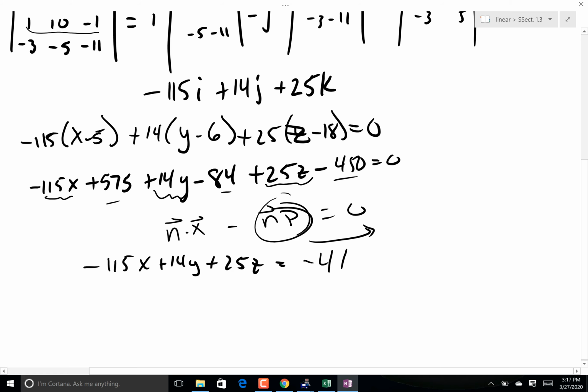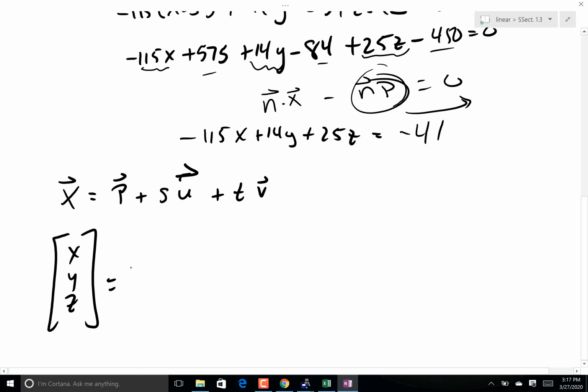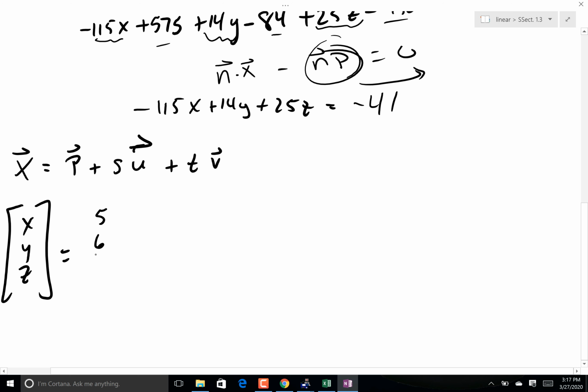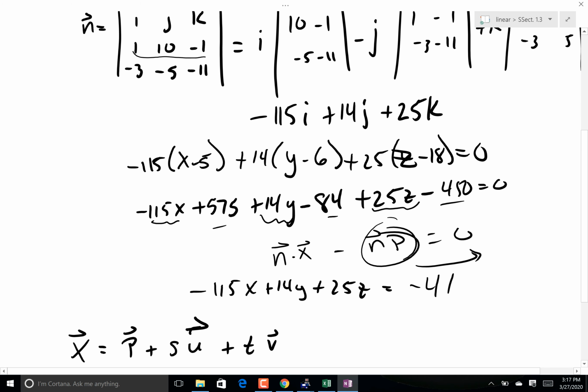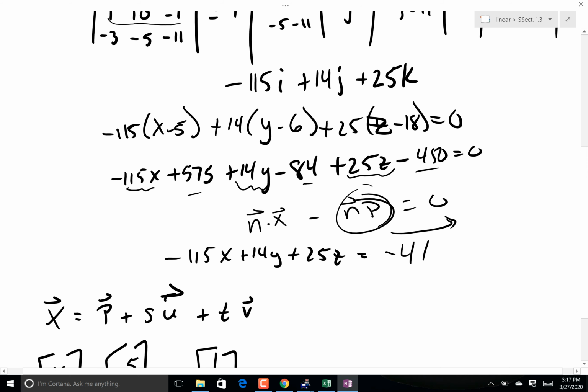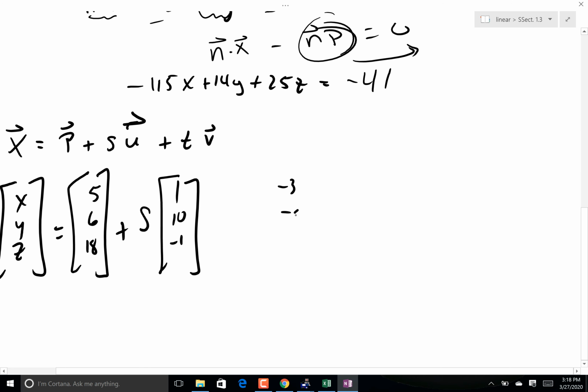Now, if I wanted to write this in vector format, I'd write x is equal to, right? And then I'd have my p plus s times u plus t times v. My initial point is, well, one of them, so I'll go 5, 6, and 18 again, just because. Plus s times, now my two vectors are 1, 10, and negative 1, and negative 3, negative 5, negative 11.